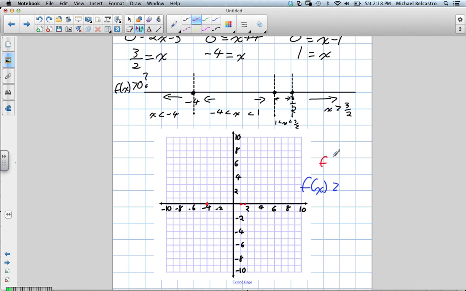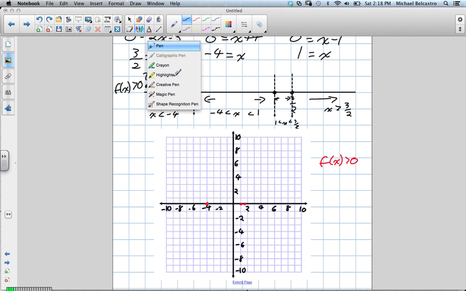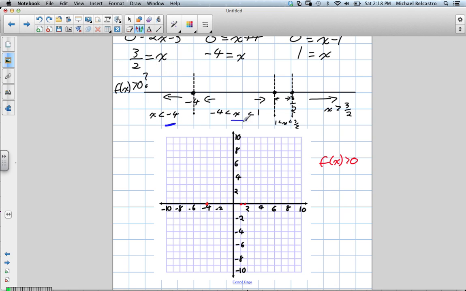To find out when this function is greater than 0, we test these intervals. We plug values that are less than -4, between -4 and 1, between 1 and 3 over 2, and greater than 3 over 2 into the original equation. The original equation they gave us, and we'll write over here on the side, was 2x cubed plus 3x squared minus 17x plus 12. That was our original equation. We'll zoom in again, so we're going to plug those values in.